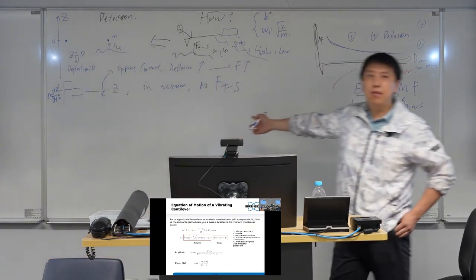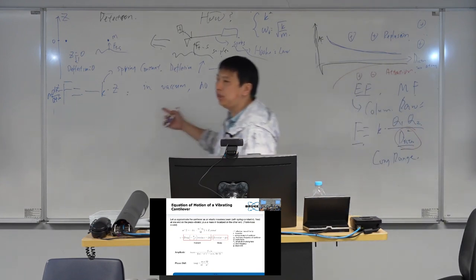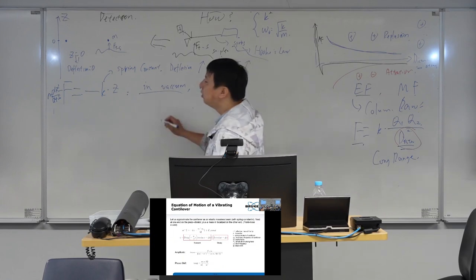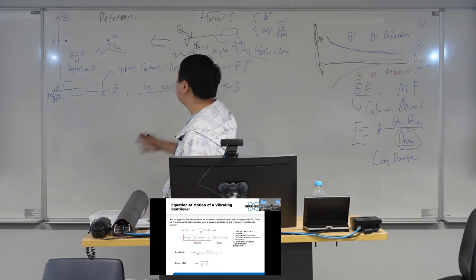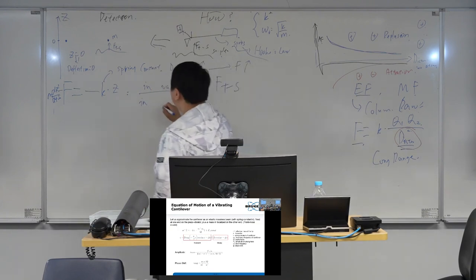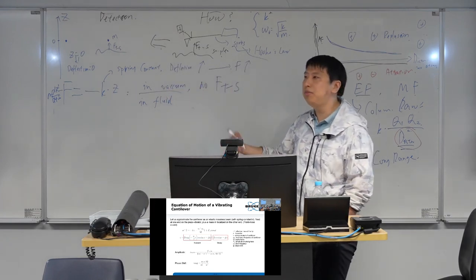Second, we make our system more complex. We are not doing the experiment in vacuum. No, it's not in vacuum. We usually do it in air, in solution. Everything is not in vacuum. So we are in a fluid. This fluid could be solution, could be air, right?